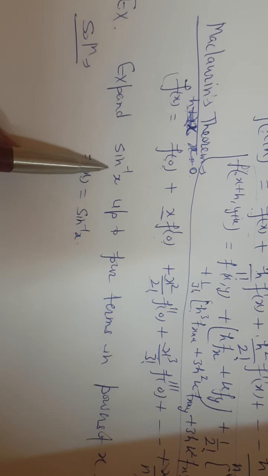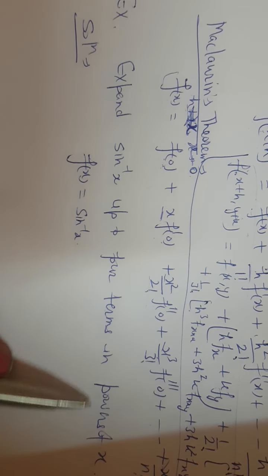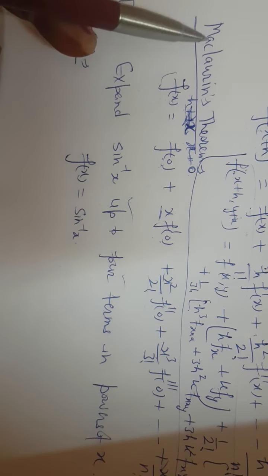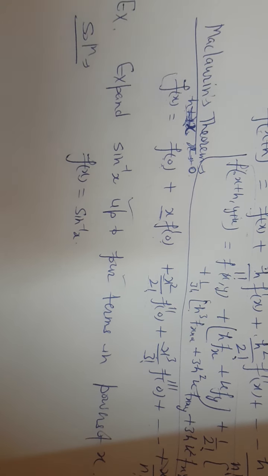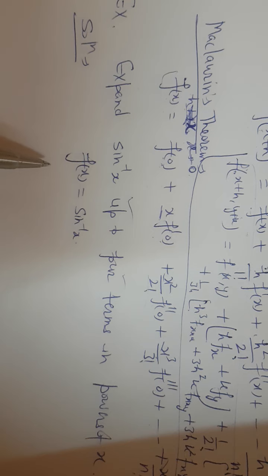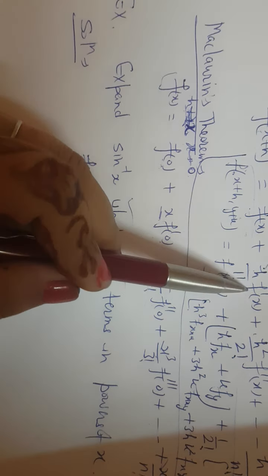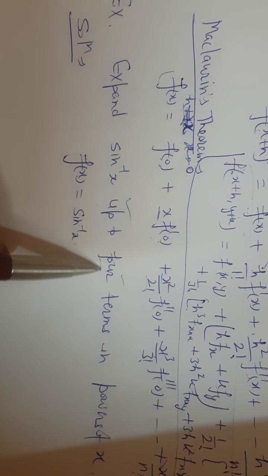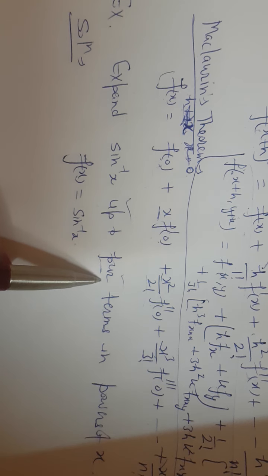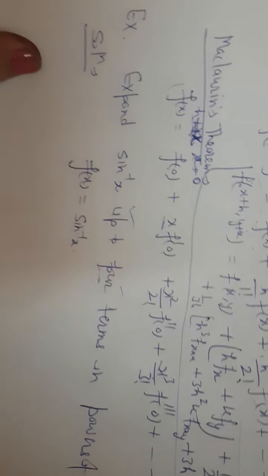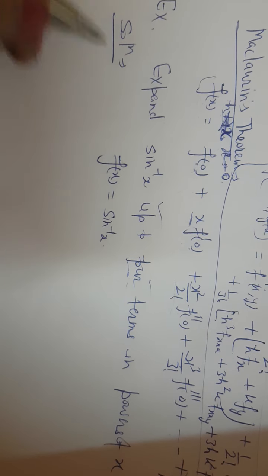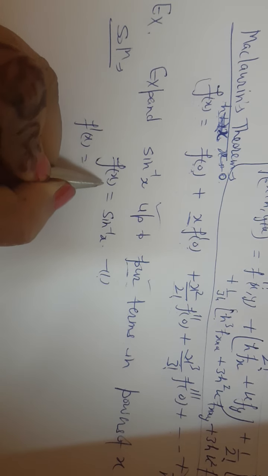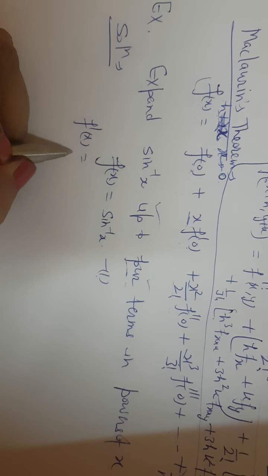Expand sine inverse x up to 4 terms in powers of x. We are using both the Maclaurin and Taylor's theorems. First of all, you have to find the first derivative, second derivative, and so on up to the nth derivative, and here we have to find up to the fourth derivative term. So f(x) is equal to sine inverse x. The first step is to find f dash x.